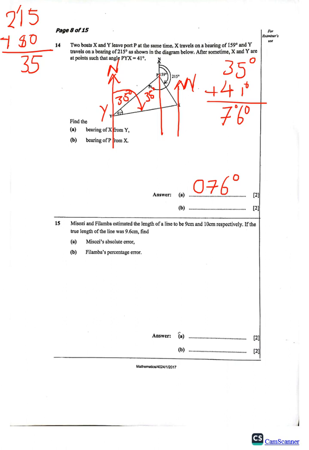Then for question B, the bearing of P from X. So this bearing is coming from X, so this line here becomes our X. We are going to move from this X in a clockwise direction until we touch this one. So this is the angle that we are looking for.